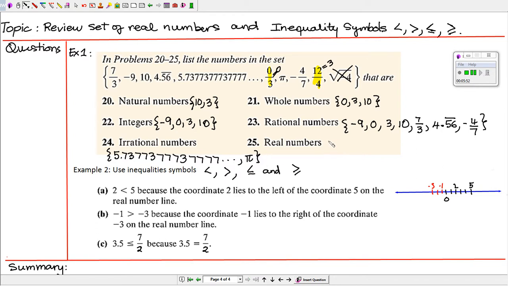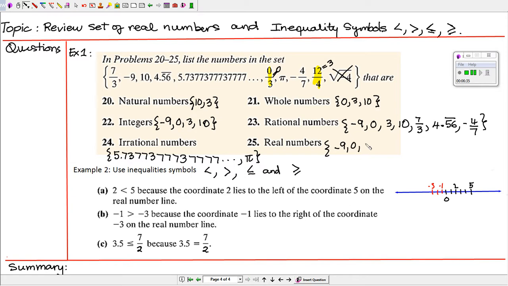Now let's move on to the set of real numbers. The set of real numbers is the biggest set that you learn right now. The set of rational numbers is a subset of the set of real numbers, and the irrational numbers are also a subset of the set of real numbers. So therefore, I'm going to write out all the elements belonging to the set of rational numbers here in the set of real numbers, plus the two numbers of the set of irrational numbers. So basically you copy everything, right?